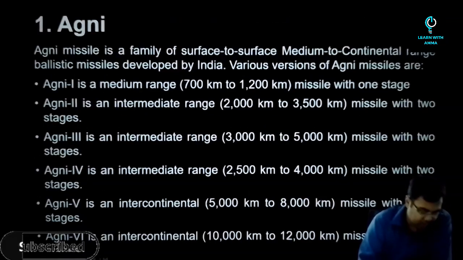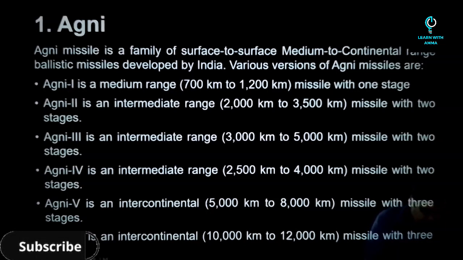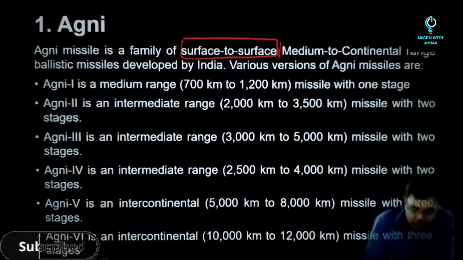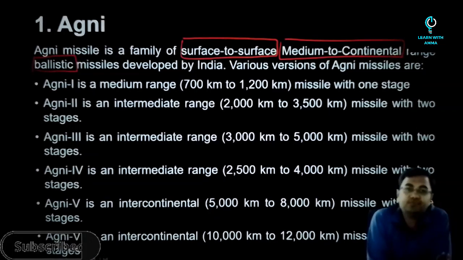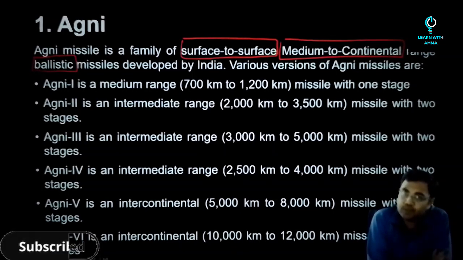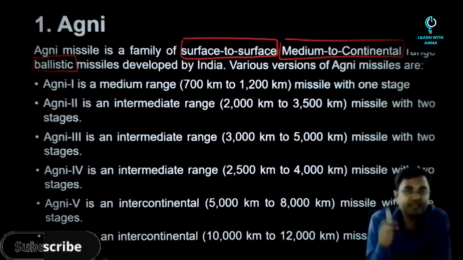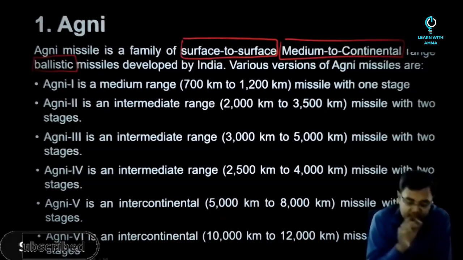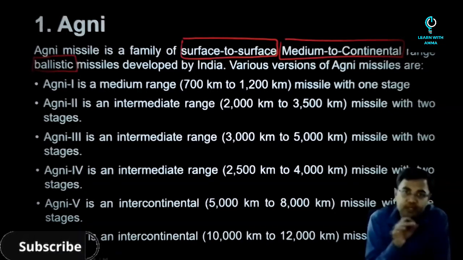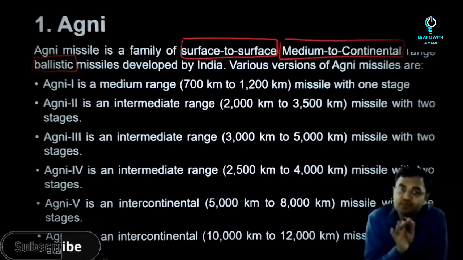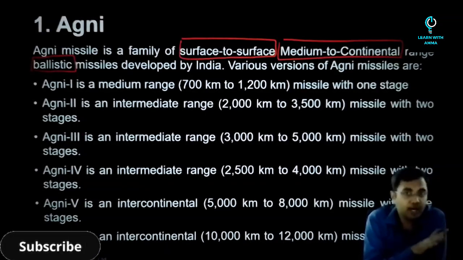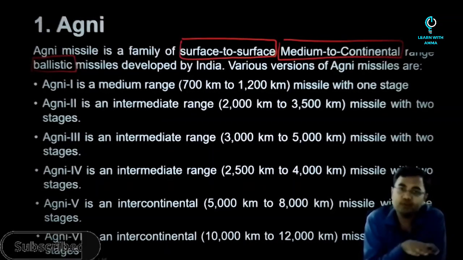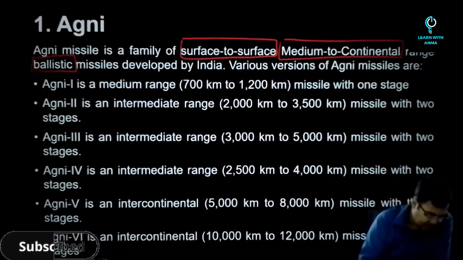For example, what you see on your screens about Agni missiles is that it is a family of surface to surface, medium to continental range missiles, and they are ballistic in nature. These are the 3 fundamental facts about Agni missiles that have been given to you. Similarly, for each and every missile that we are going to discuss, this kind of information will be given for you. Now all this information becomes important for you, and in the past we have seen questions coming from here. How the questions have come, when we go to a particular missile, we'll have a look at it. So one by one, let's have a discussion on it.